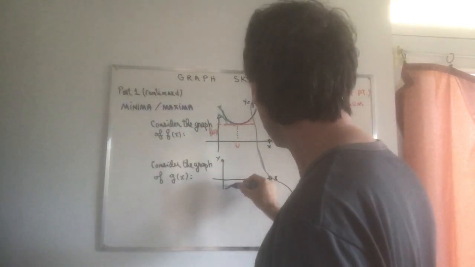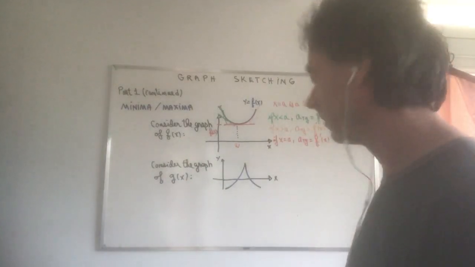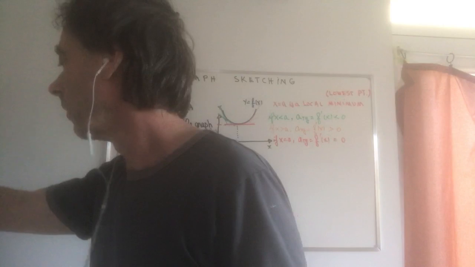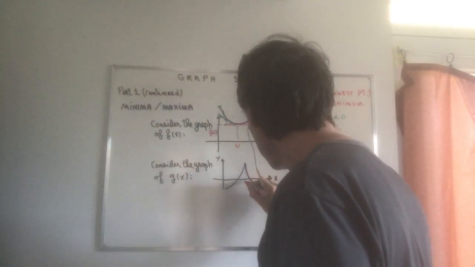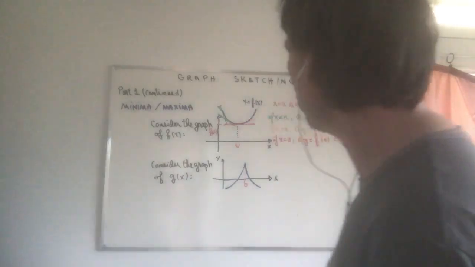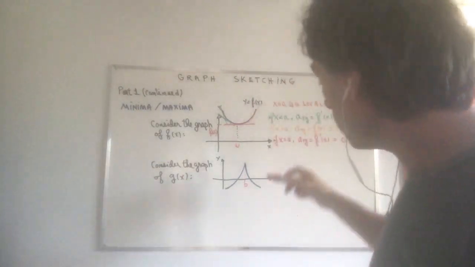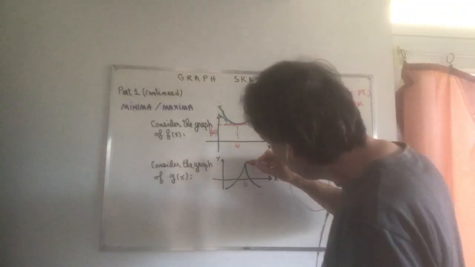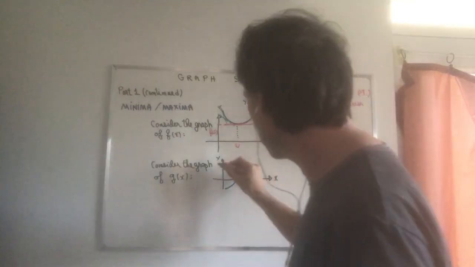And let's have a graph that maybe looks like this. Aha, interesting. Red. Let's call this point the point B. We can see here that the point B is going to be called a local maximum.